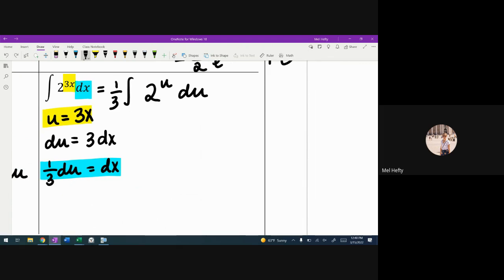Now, this is one of the rules we have up above. We are going to have 2 to the u as part of our integral, but what are we going to do to correct for the fact that we have 2 as our base and not e?